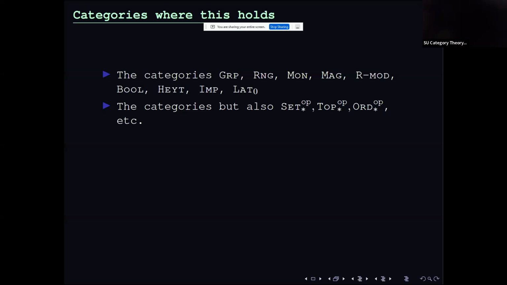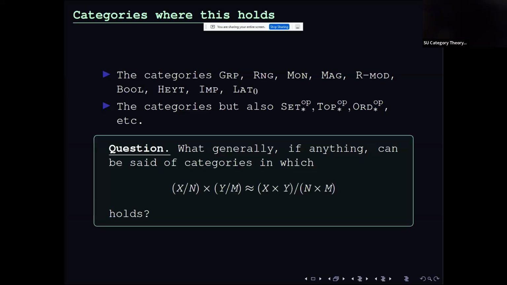And also, there are other non-algebraic examples. So, for instance, the dual of the category of pointed sets, pointed topological spaces, pointed ordered sets, and really many more. So that really begs the question, can anything be said generally about these categories? Is there anything more that we can say other than listing examples of categories satisfying the condition?